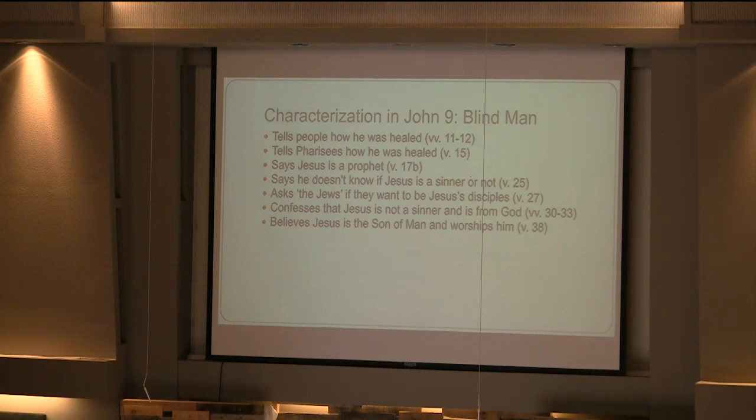So in this narrative, the blind man is a round character. He's got enough space in this narrative to develop. For example, he moves from saying that he doesn't know if Jesus is a sinner or not to saying that he definitely is not. His attitude concerning Jesus changes as the narrative moves on. So he is a much more complex character.